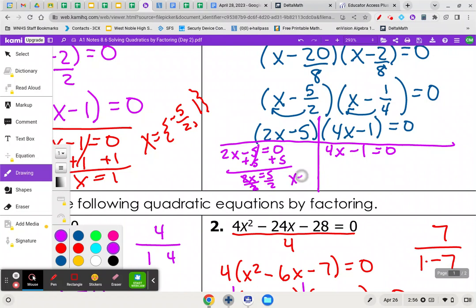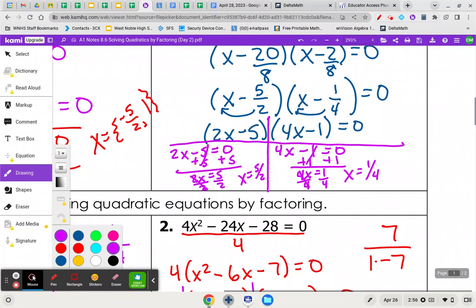So x will equal 5 over 2. And when we solve the other one, x will equal 1 over 4. So our two solutions in our curvy brackets, and when graphed, are 5 over 2 and 1 over 4.